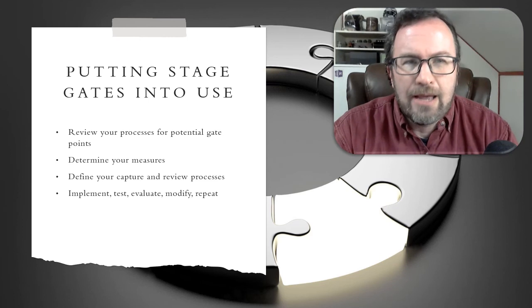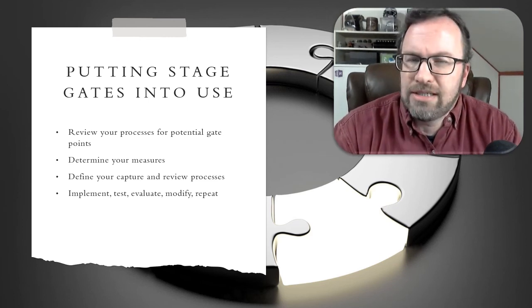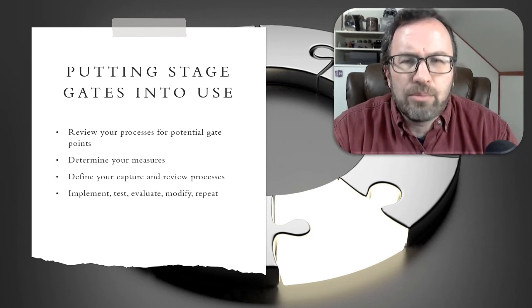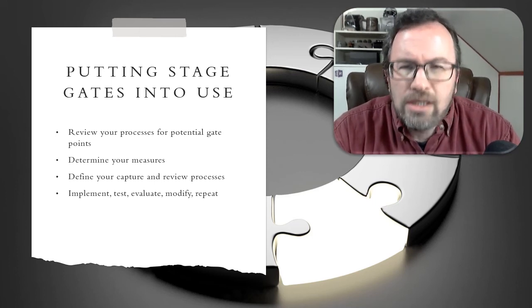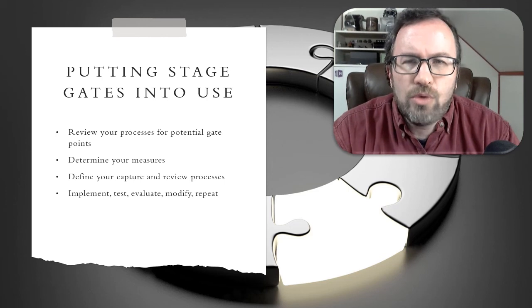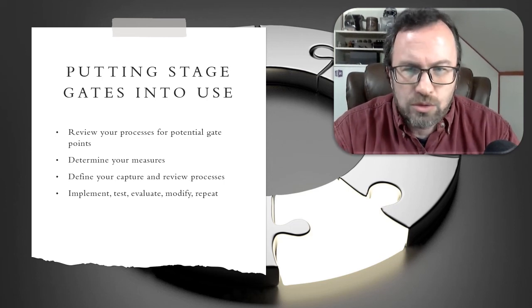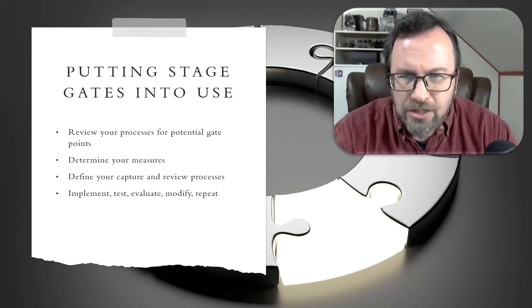Transitions between major phases of a project is a great example of that. If you're dealing with a process, it may be a little bit more involved, but take a look at it and see. I'm willing to bet that putting in those review points, you will be able to find them in fairly short order. Next, define your measures.